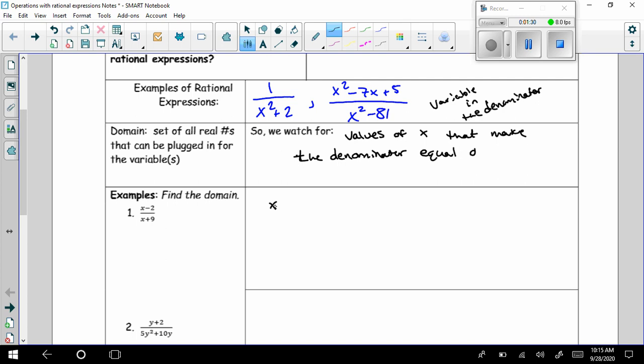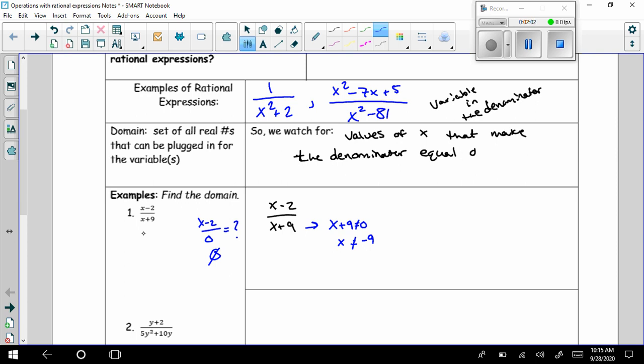So for example, we have x minus 2 over x plus 9. All right, well, if we look at this denominator, because we can't have 0 here, and think about why that is. X minus 2 divided by 0 would equal what? All right, this is undefined, no solution, and so we want to avoid that. So if x plus 9 is equal to 0, then x cannot equal negative 9. Well, this is what we call a domain restriction.